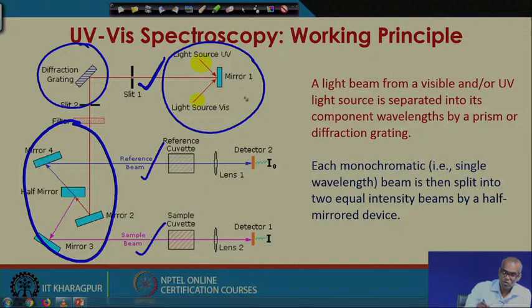So, the light source sends a light beam which this diffraction grating, or you can also use a prism, separates into individual component wavelengths. That means monochromatic beams are produced. Each monochromatic beam is split into two equal intensity beams. One is this, another is this.